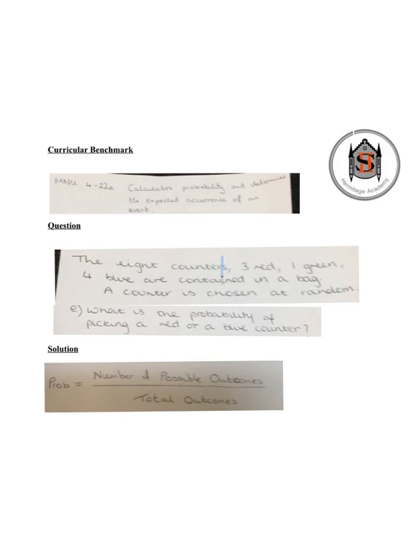The 8 counters, 3 red, 1 green and 4 blue, are contained in a bag. A counter is chosen at random. What is the probability of picking a red or a blue counter? To find the probability of something, we do the number of possible outcomes over the total outcomes. Because there are 3 red counters and 4 blue counters, the possible outcome is 7, and the total outcome is 8, giving us a final answer of 7 over 8.